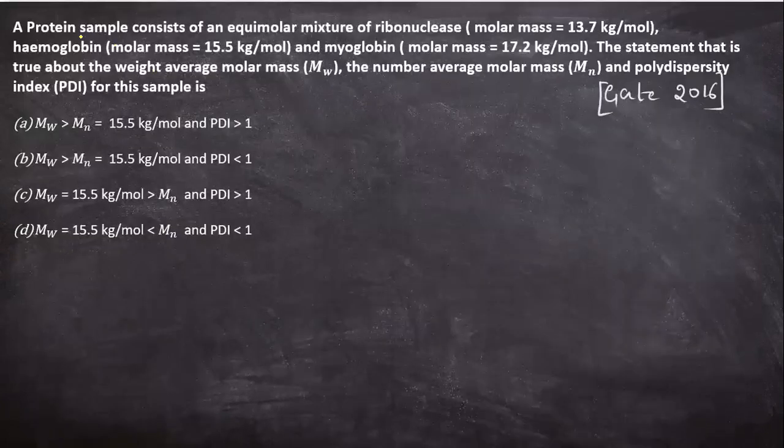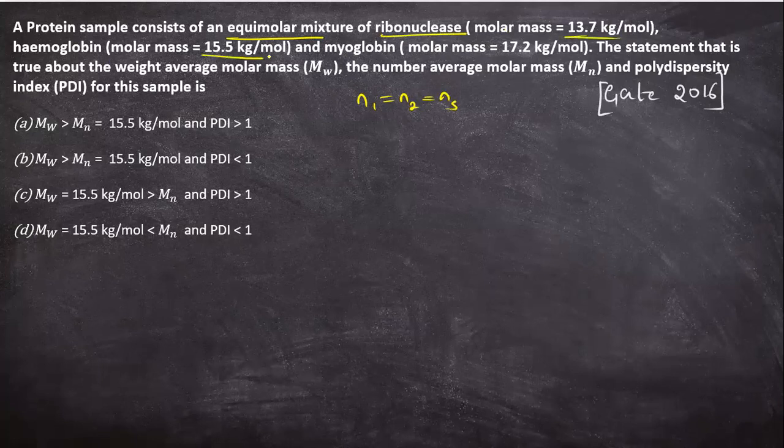In this question, a protein sample consists of an equimolar mixture. Equimolar means equal number of molecules, so N1 will be equal to N2 will be equal to N3. Ribonuclease has 13.7, hemoglobin 15.5, and myoglobin 17.2. The statement that is true about the weight average molar mass, number average molar mass, and polydispersity index. The same question we have solved, and the numbers are also the same here. This was the question asked in GATE 2016.